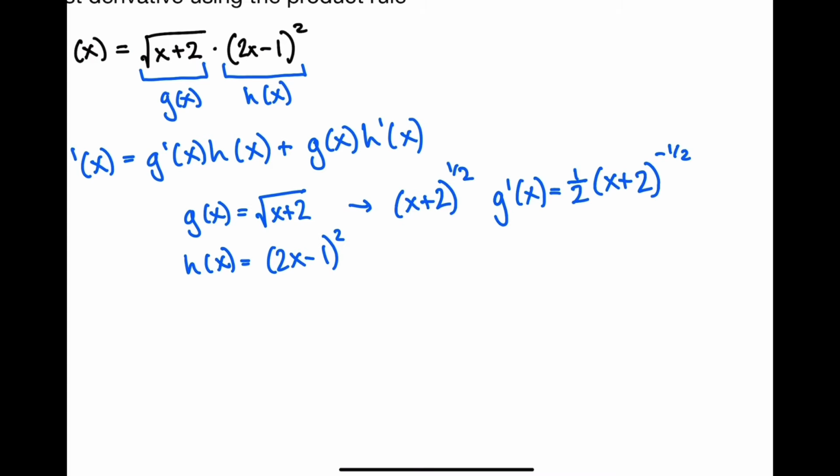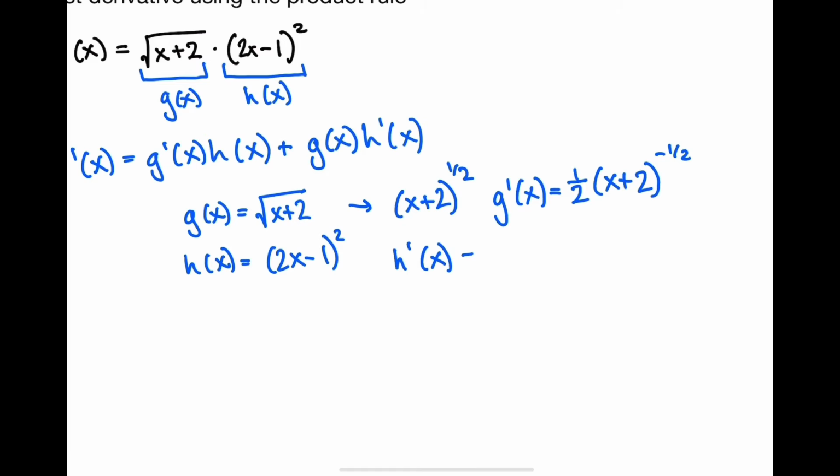Now, normally you would have to use the chain rule here and multiply by the derivative of what's under your square root. But in this case, the derivative of x plus 2 is just 1, and multiplying by 1 doesn't really do anything, so we're just not going to do that. All right, cool. So now we're going to do the derivative of h of x.